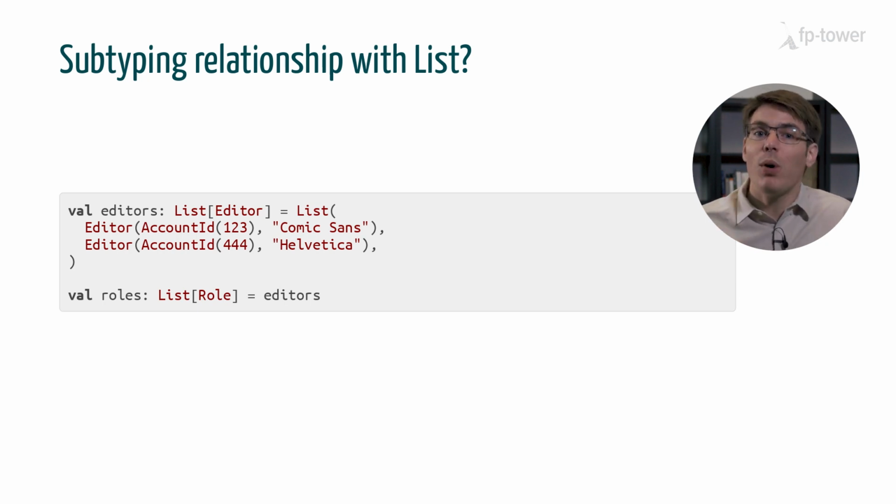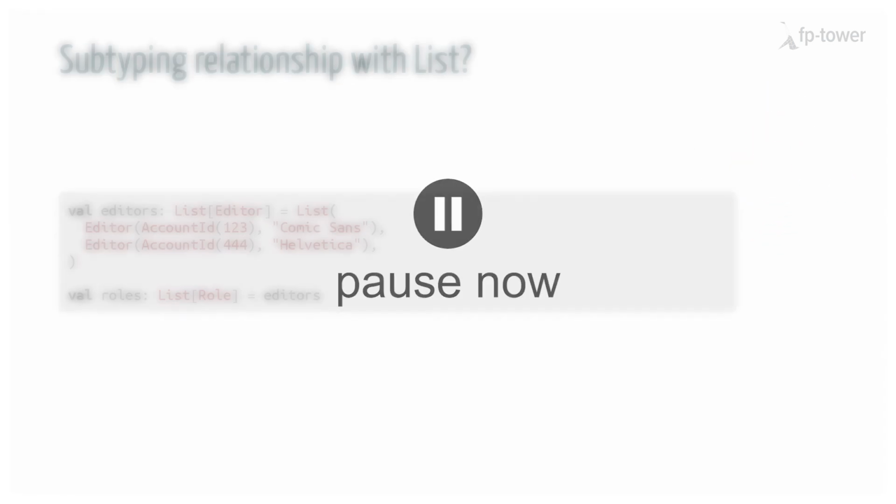So do you think it always behaves like this? Or are there any type constructors that behave differently? I'll let you pause the video and try to find a counterexample, if you can.